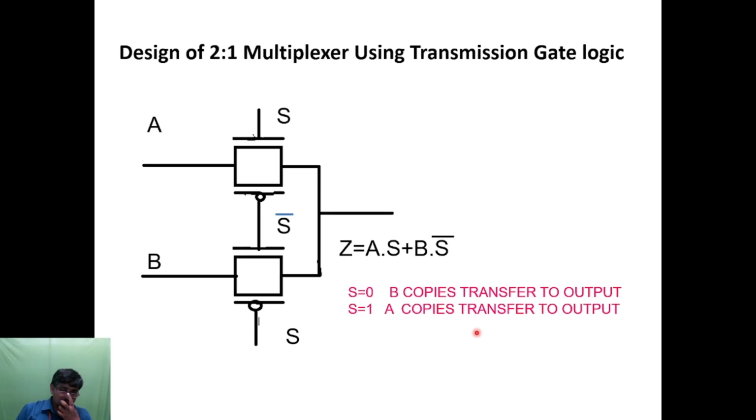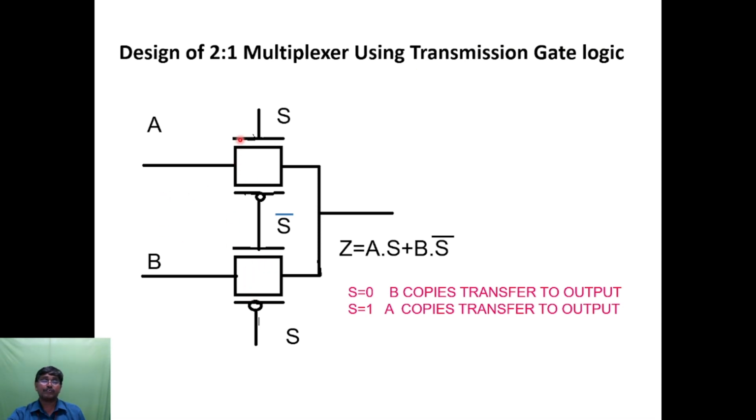Next, design of a 2:1 multiplexer using transmission gate logic. Now we will see the 2:1 multiplexer. A multiplexer is nothing but a data selector. Whenever we need some selection of data in some applications, we use a multiplexer to select. So here we are using transmission gate logic for this 2:1 mux. This is transmission gate 1 and here it is 2.